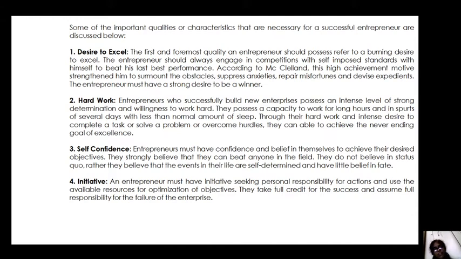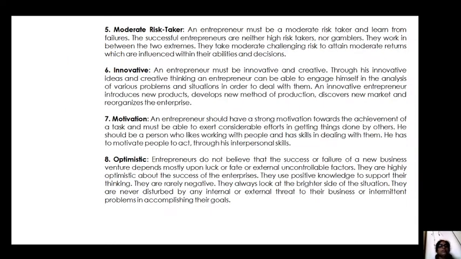If they are earning higher profits, earning more and more income in the business, then they are the only ones responsible. So they are taking initiative, making themselves responsible for the success and failure of the business. So this is the modern risk taker. An entrepreneur must be a modern risk taker and learn from the failures.